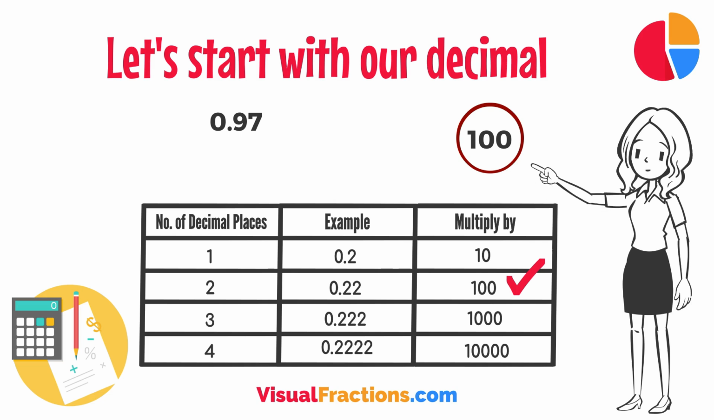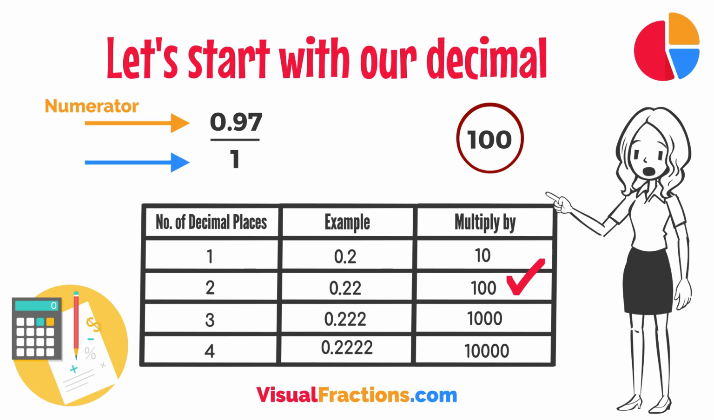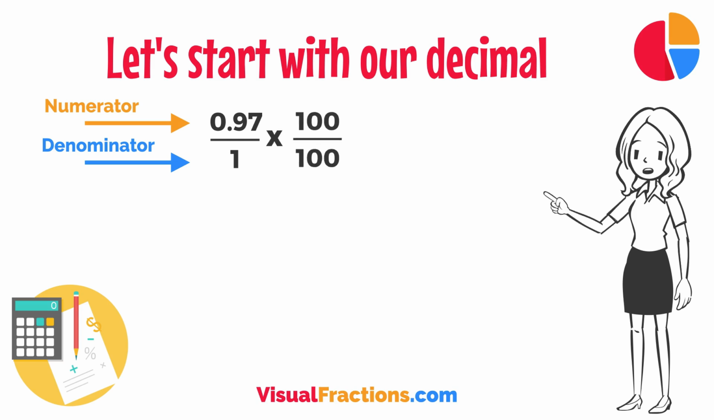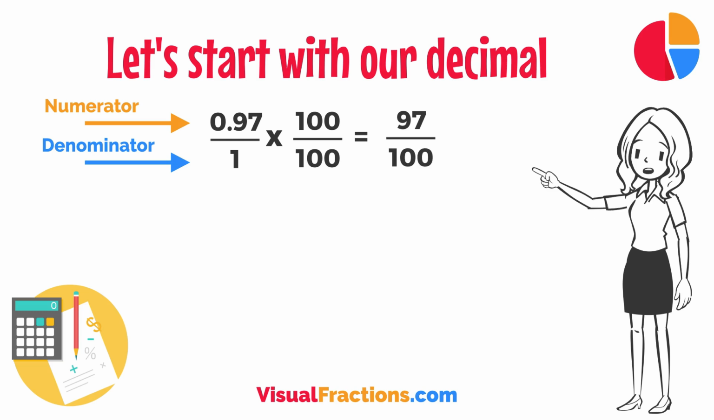To convert this decimal into a fraction, you initially put it over 1, essentially treating the decimal as the numerator in a fraction where the denominator is 1. This sets up the conversion process where we multiply both the numerator, the decimal, and the denominator, 1, by 100 because there are two decimal places. So, 0.97 times 100 gives us 97, and 1 times 100 gives us 100. This translates 0.97 to the fraction 97 over 100.